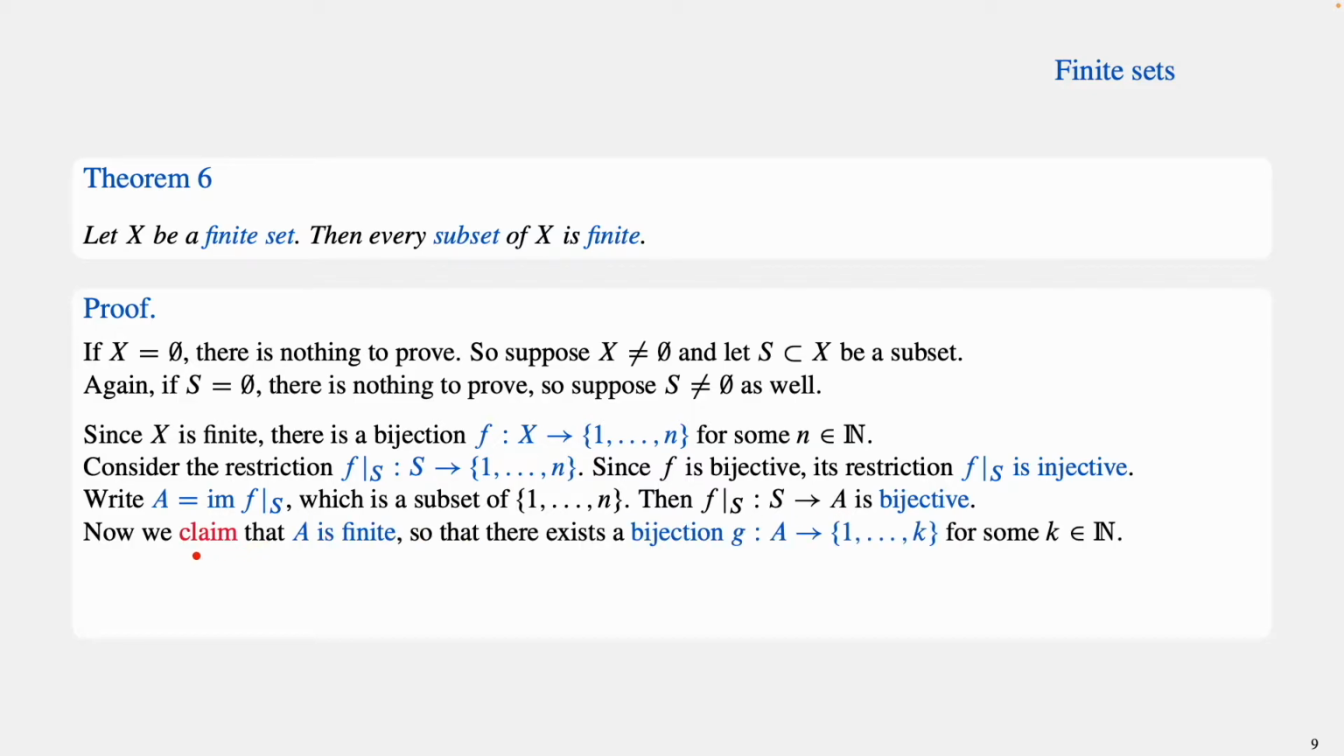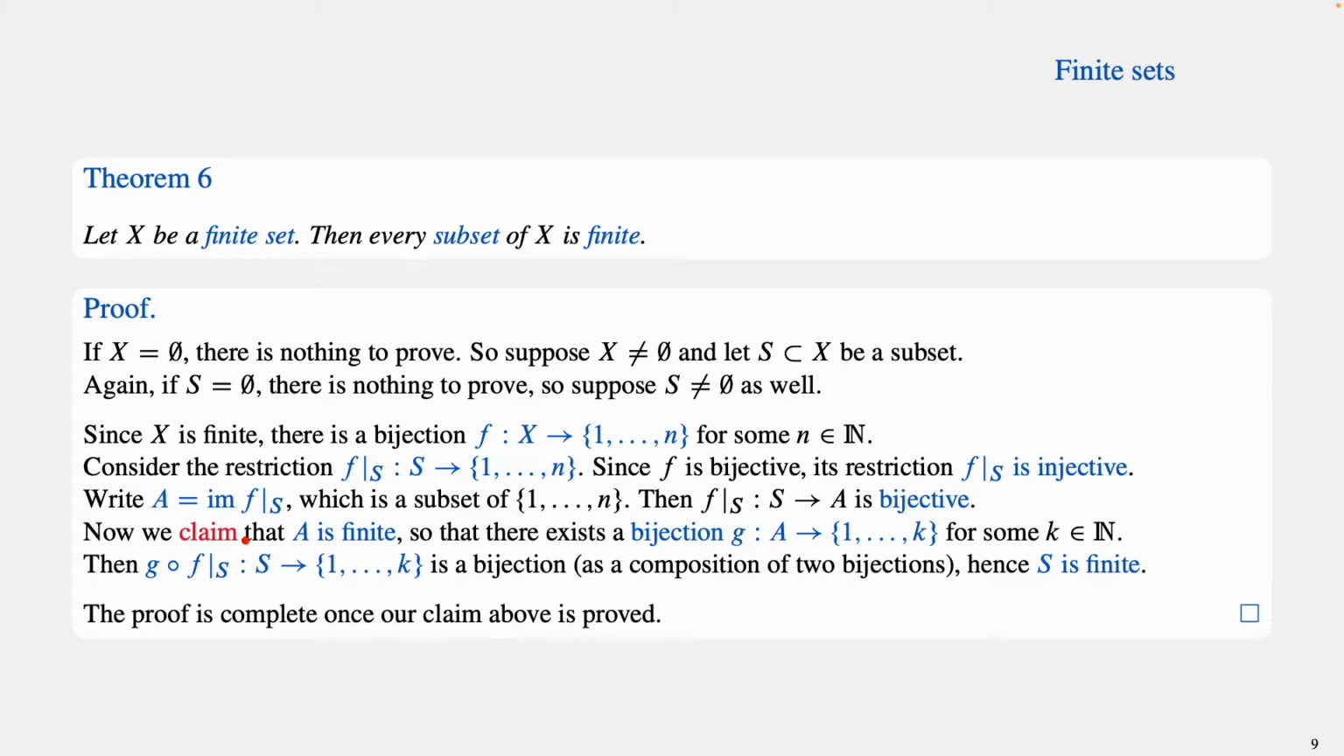And now I make the claim that A is finite. So we take this as given for the moment, that this image of f restricted to S is finite. And so that there exists a bijection from A into the numbers from 1 to k for some number k in the natural numbers. I call this bijection g. And then I can compose g with f restricted to S. So I get a map starting at S, and it maps into the numbers from 1 to k.